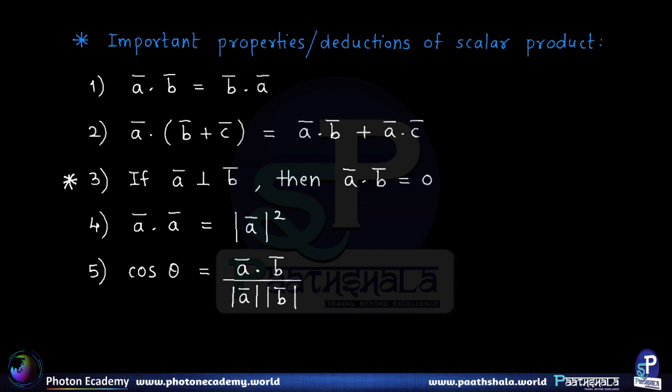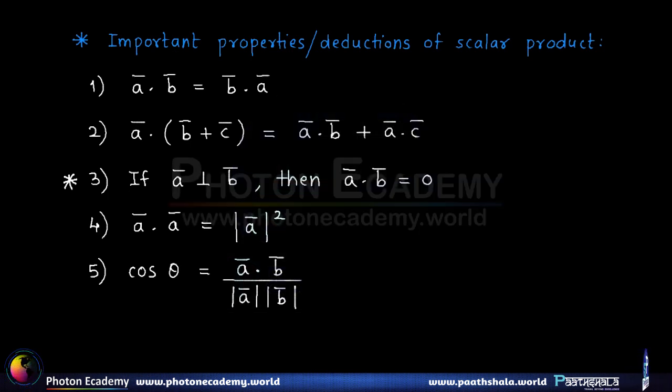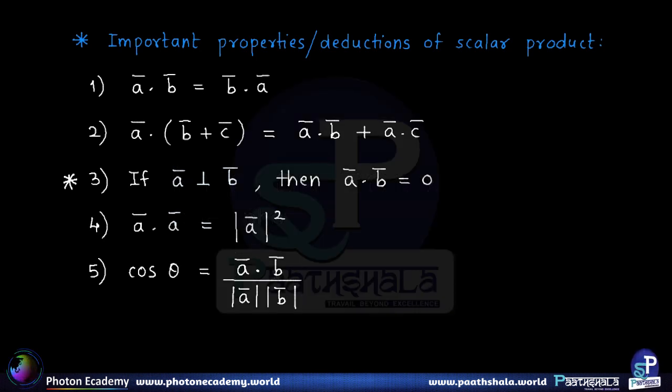And lastly, we have cos theta is equal to a bar dot b bar divided by mod a into mod b. And this also comes from the original definition of dot product, because a bar dot b bar was nothing but the product of mod a into mod b into cos theta. So if we know the two vectors, then we can find out the angle between them, and we can find out their dot product.